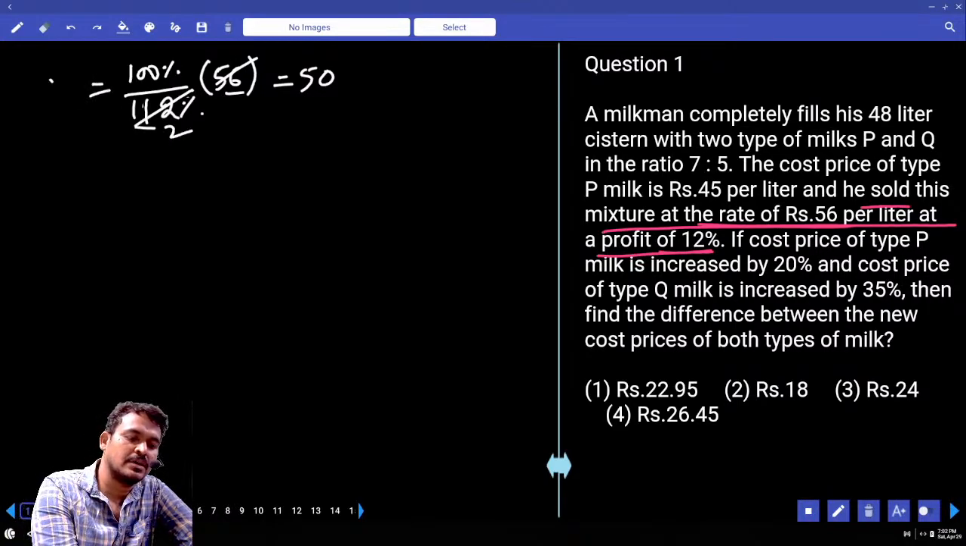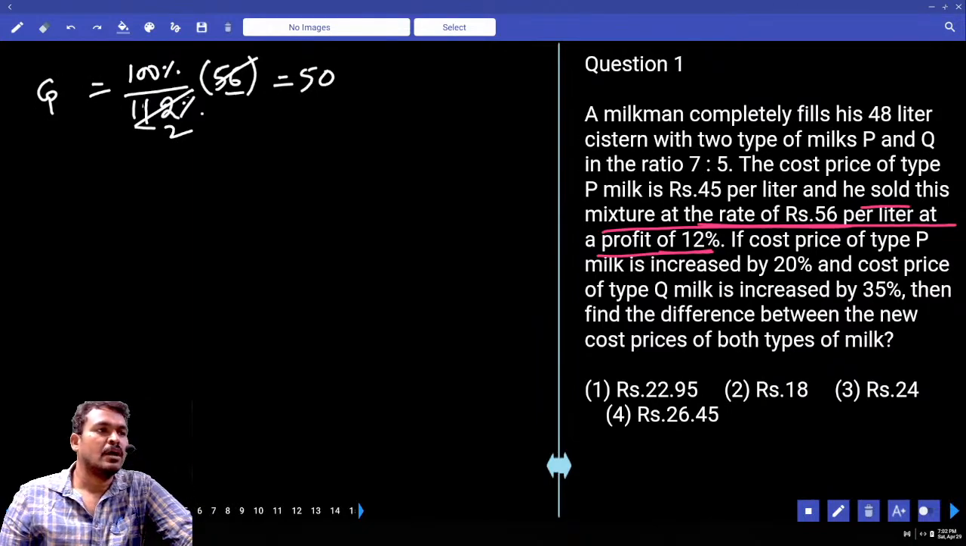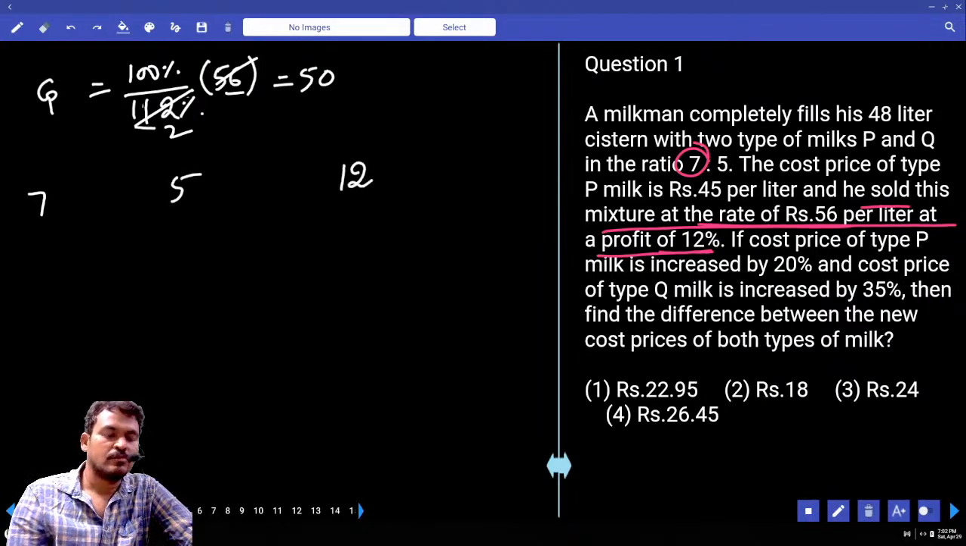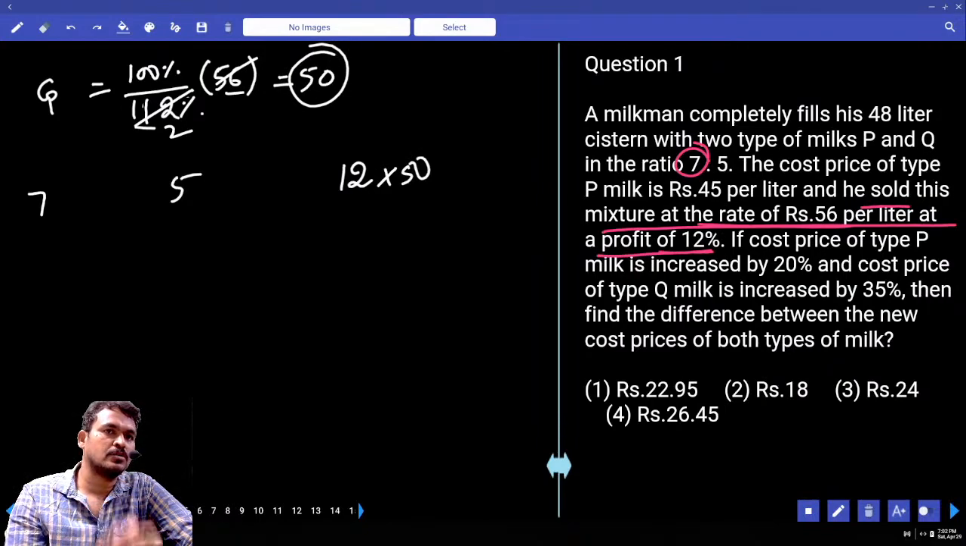That is the cost price of the mixture or selling price of the mixture? Cost price of the mixture. The first quantity is how many parts? 7 parts. The second quantity, 5 parts. The mixture is how many parts? 12 parts. What is the mixture cost price? 50. Multiplied by 50, we get the total cost price of 12 parts.